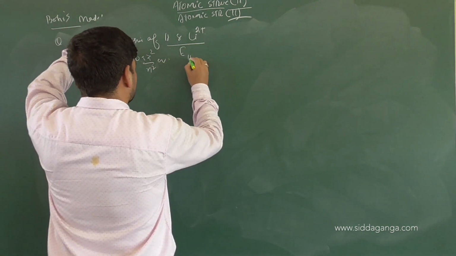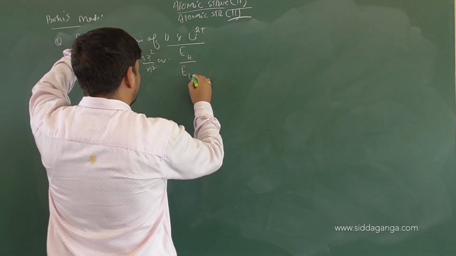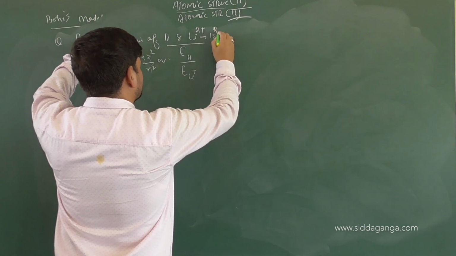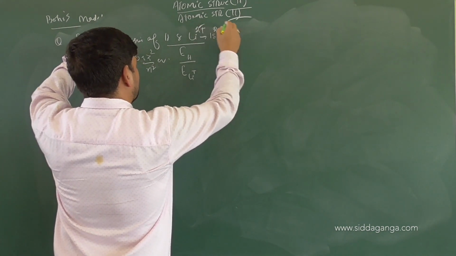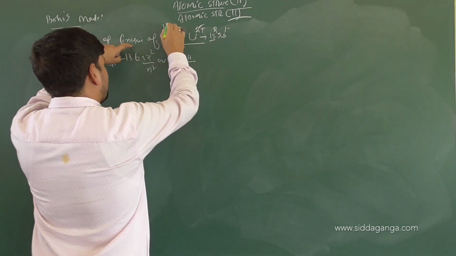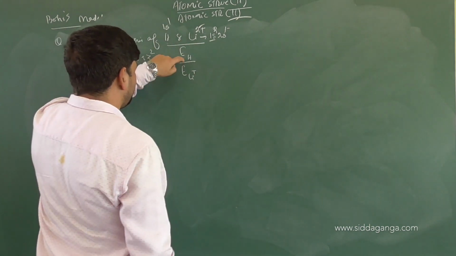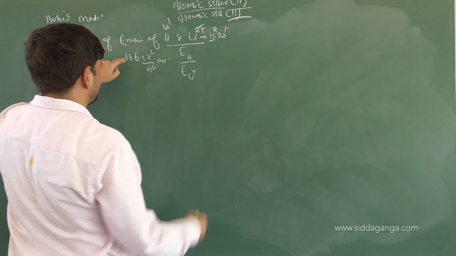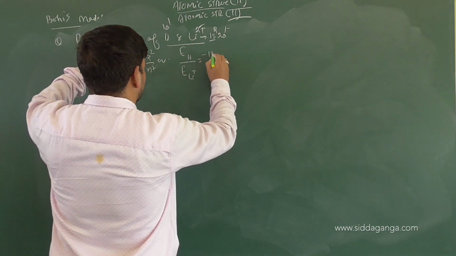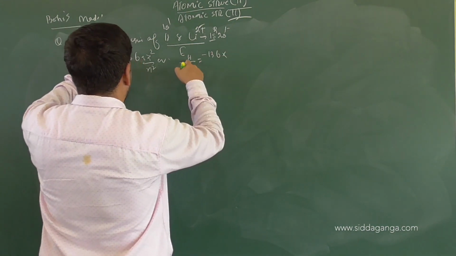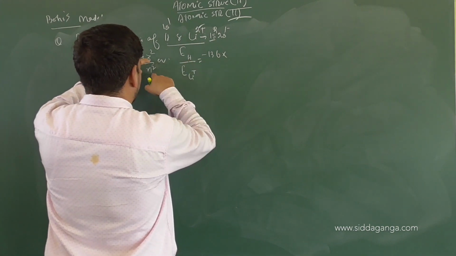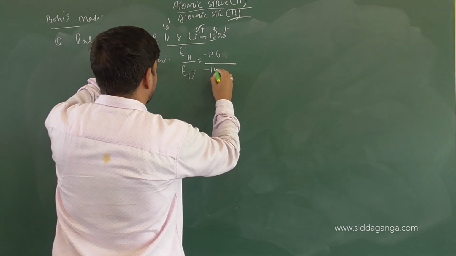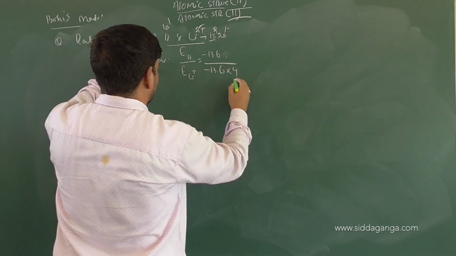So E of hydrogen by E of Li 2 plus. Lithium 2 plus means again 1s1. Actually 1s2, 2s1. It has lost 2 electrons, so n value is 1 here. For hydrogen we know already it is 1s1. E of hydrogen by E of lithium 2 plus will be minus 13.6 into, for hydrogen what is Z value? 1. What is n value? 1. So minus 13.6 divided by minus 13.6 into 4.